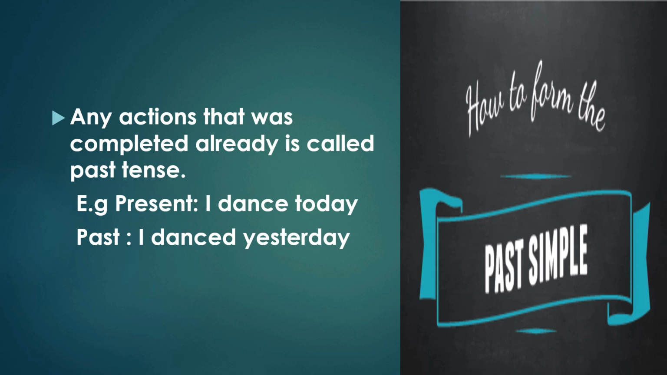So I danced today. Something that is happening now is called present, whereas past is the action that has already completed. I danced yesterday. So in this video, we are going to look at how to frame the past action words.